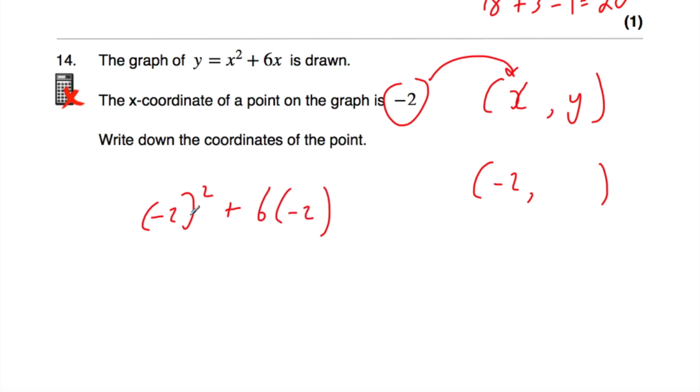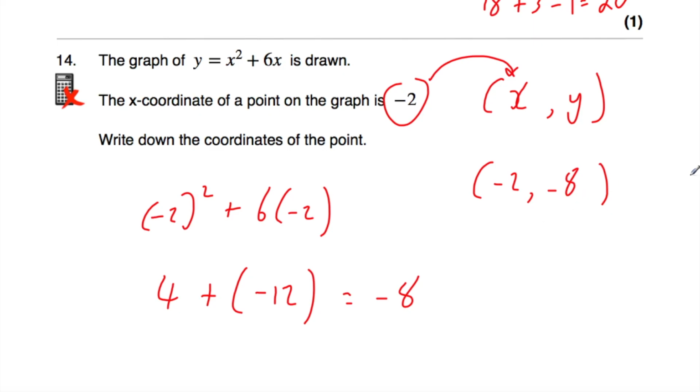So -2 squared, that's -2 times -2, which would be 4, plus 6 times negative 2, which would be negative 12, so it's going to be plus negative 12. So we've got 4 plus negative 12, so we're adding a negative, so it's going to go back down, and it'll go down to negative 8. So that means the y-coordinate would be negative 8. So the coordinates of the point would be negative 2, negative 8.